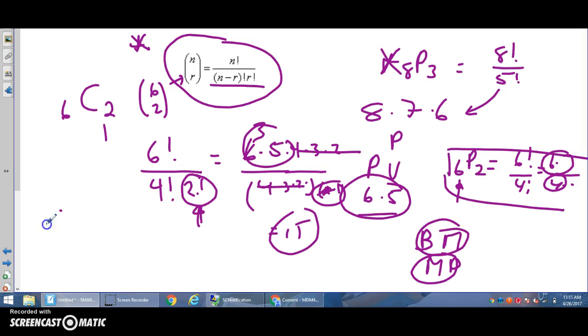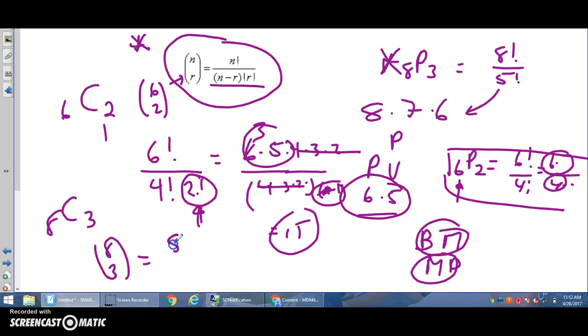Let's say I have 8 runners, and I want to know who wins a medal. I'm not saying who's first, who's second, who's third. Everyone is a winner if you get a medal. So that's not a permutation question. That's a combination question. So how many ways can I choose 3 people from 8?